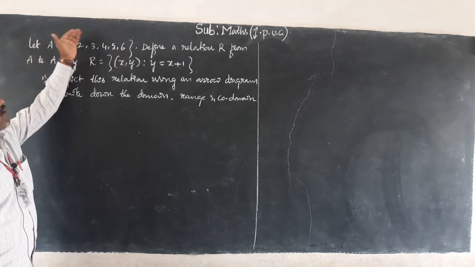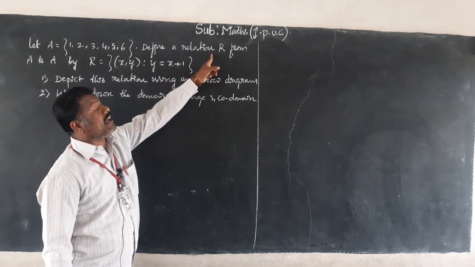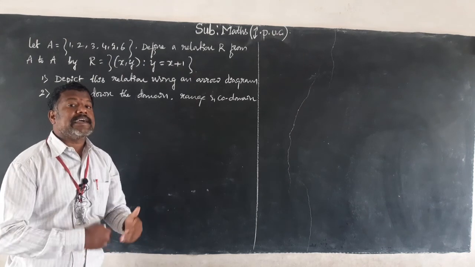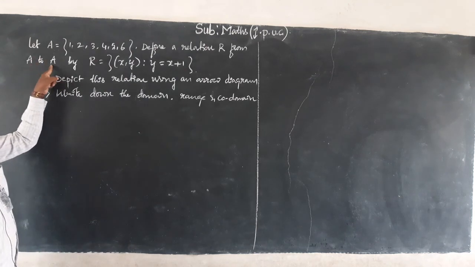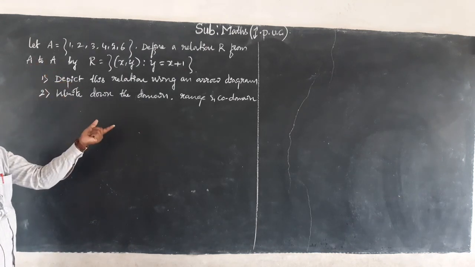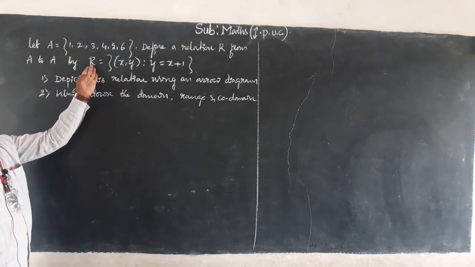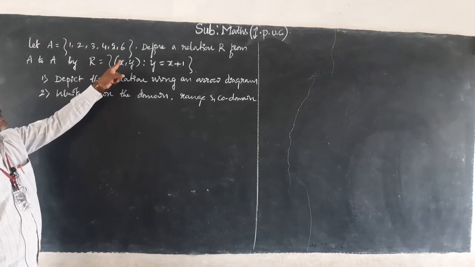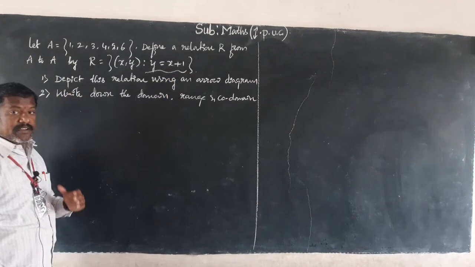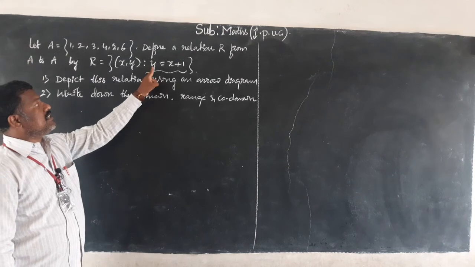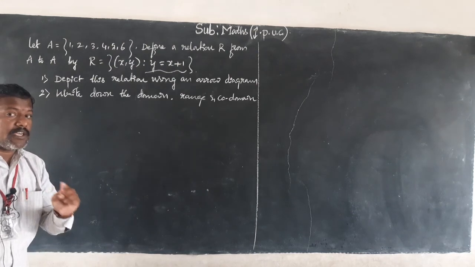Children, as we know all, this is a set they have given us. Okay, define a relation capital R. So here we have to exhibit, here we have to present the relation from A to A. So here we have to take the domain and range elements, that is 1 2 3 4 5 6. So that is capital R is equals to set x comma y such that y is equals to x plus 1. Children, here we have the relation, that is y is equals to x plus 1.